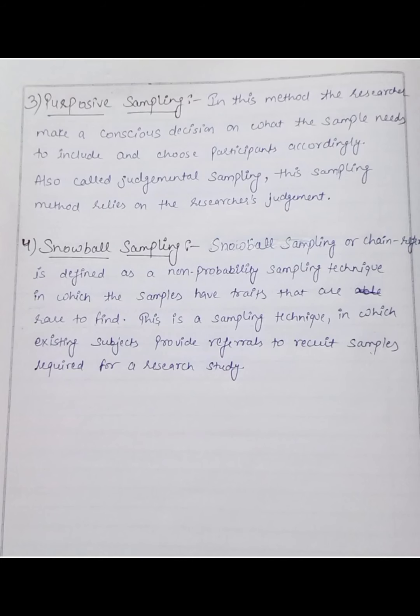The third type of non-probability sampling is purposive sampling. In this method, the researcher makes a conscious decision on what the sample needs to include and chooses participants accordingly. It is also called judgmental sampling, because the researcher identifies and selects the individual cases or events that can provide the best information to achieve the researcher's study objectives. This type of sampling is commonly used in qualitative research.